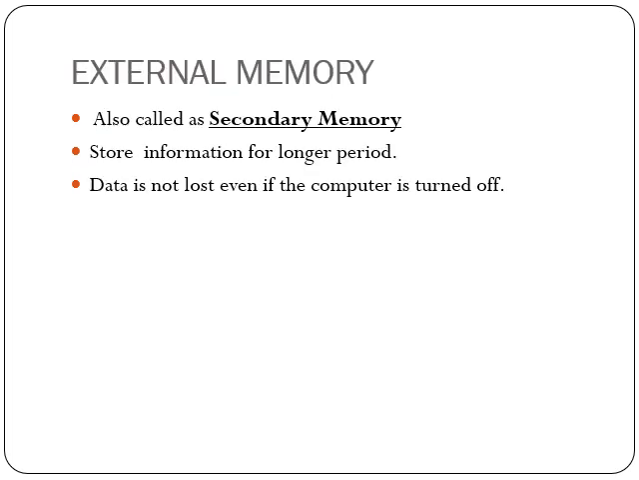External memory. External memory is the memory that is stored outside the computer. When we store any information outside the computer, it is called external memory. External memory is also called secondary memory. Any information that is stored in the external memory remains for a longer period of time, and data stored in the external memory does not get lost if the computer is turned off.